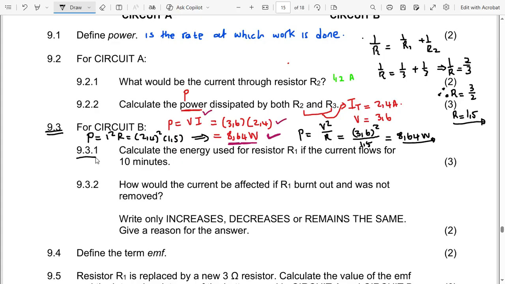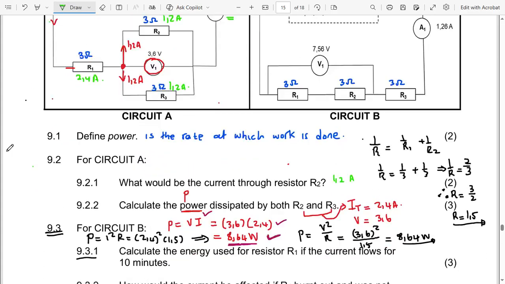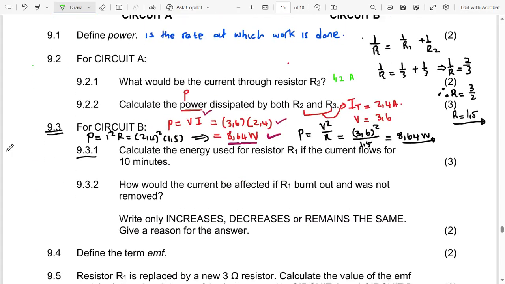First question, 9.3.1. Calculate the energy that is used for resistor R1 if the current flows for 10 minutes. Remember, I said even if you don't understand what is going on in the circuit, you can still get the questions right. Just look at what they are looking for. The energy. What is the symbol for energy in physics? The symbol for energy is W. The symbol for power is P.